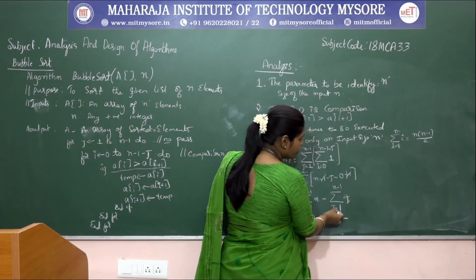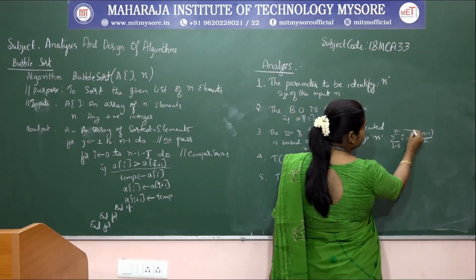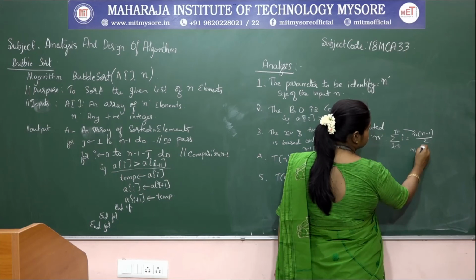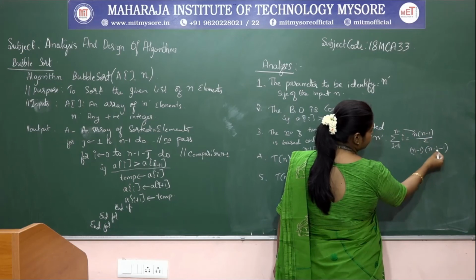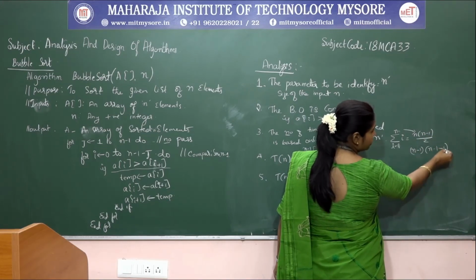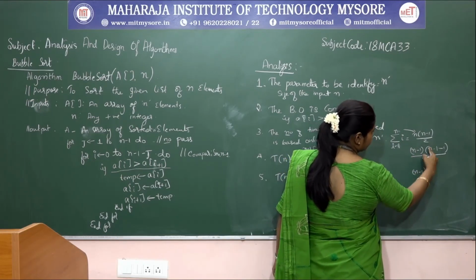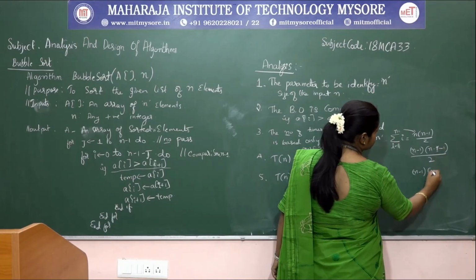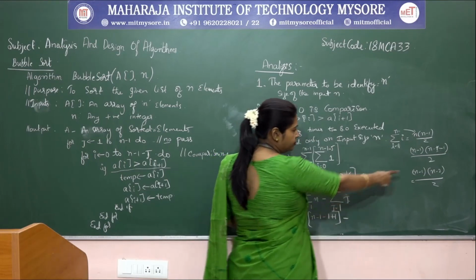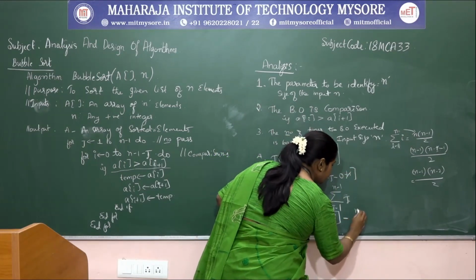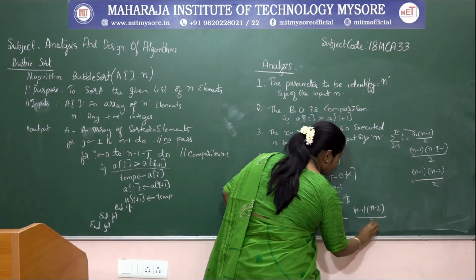But here in the upper bound we have n minus 1. So if you have n minus 1, just replace n with n minus 1, that's it. So n minus 1, n minus 1 plus 1. Already n is present, n minus 1 and another plus 1 is there, so that is n. So divided by 2, n minus 1 into n, divided by 2.